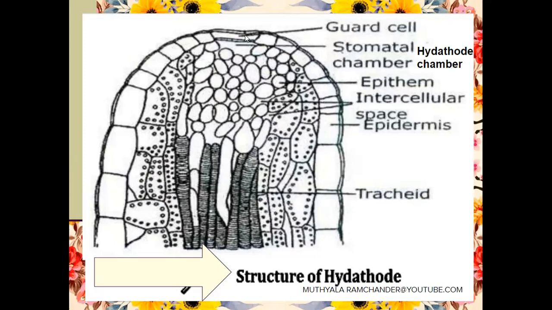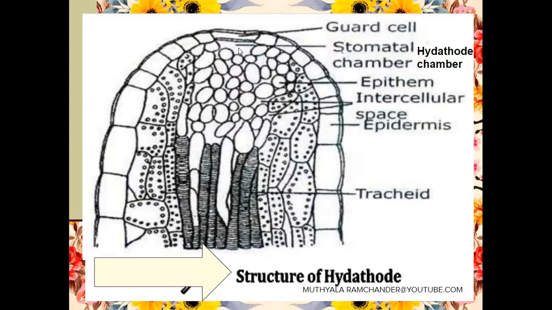The hydathode terminal part contains guard cells. The guard cells open and close during guttation. Below the guard cells, an empty cavity is present. The cavity is called the stomatal chamber or also called the hydathode chamber.